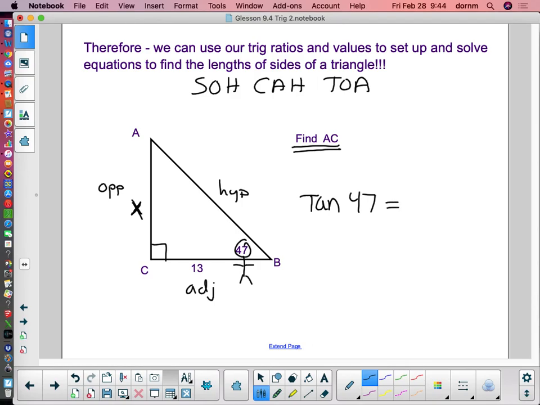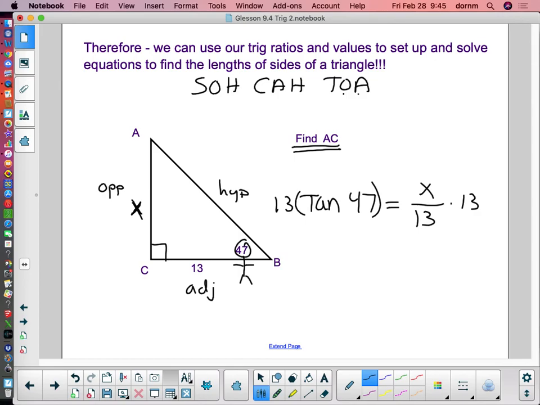Well, TOA helps me remember what that is. Opposite, okay, opposite is x. Adjacent is 13. Now, I could turn tangent 47 into a decimal, and then solve it. But it really isn't necessary to turn it into a decimal because we know it's a decimal. So what I'm really going to do is I'm just going to multiply both sides by 13.